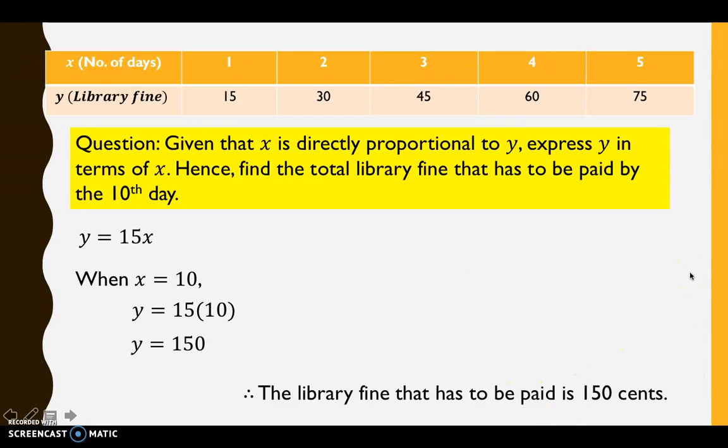Alright, so I hope this gives you a good view of how to represent direct proportionality in terms of the graph and in terms of the algebraic representation.